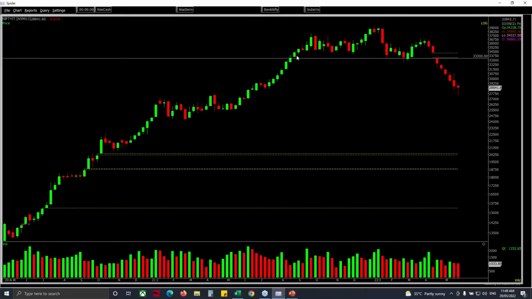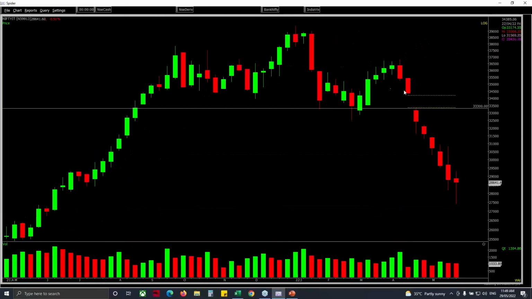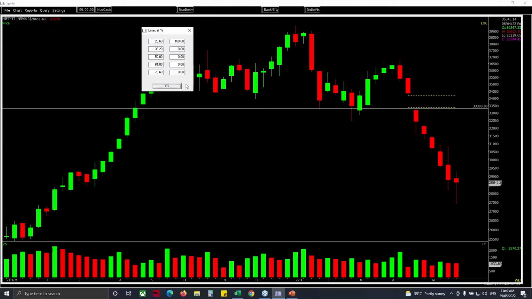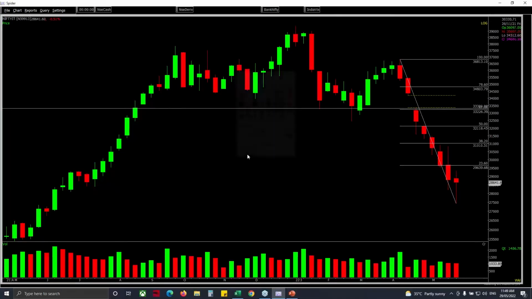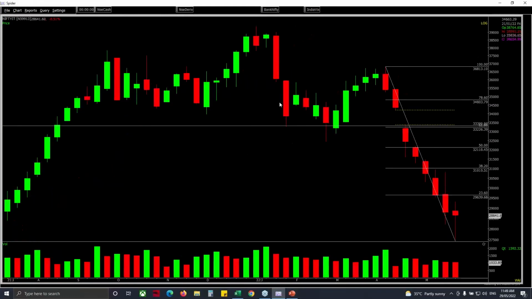One thing that can be noticed is that a breach of support had happened with a gap and the down move continued. This gap can be taken as a continuation gap on the side of the trend. But as of now, what to expect? For that, let's take the retracement of the previous down move, which might give us the idea.